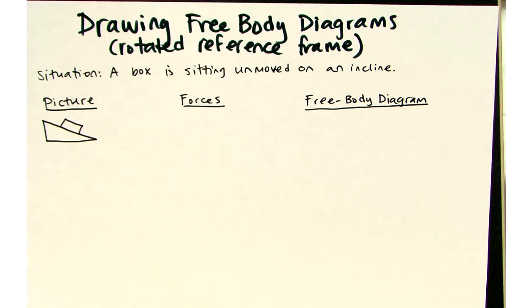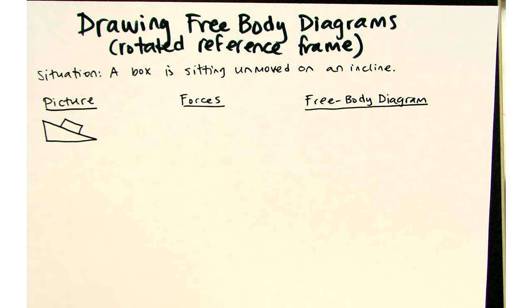All right, so this is the second of my How to Draw Free Body Diagrams series. In the first one, we looked at things that were on a flat surface or falling through the air, where you didn't have anything at an angle. When we're doing things at an angle, sometimes you want to rotate the frame of reference. So I'm going to show you what that looks like on here.